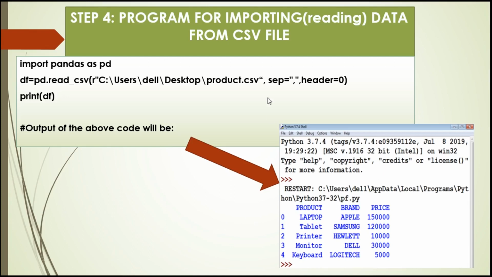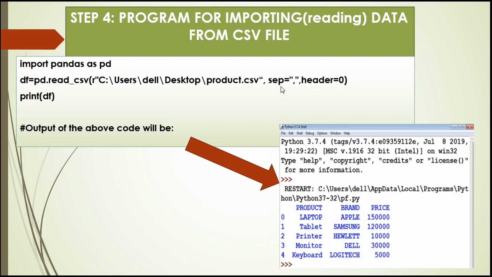In step 4, write the program in Python for reading the data. Here you can see that after importing pandas, I have written the code df equals pd.read_csv. See the use of this function read_csv. It will read the data from the file product.csv. I have also passed two parameters, sep and header.